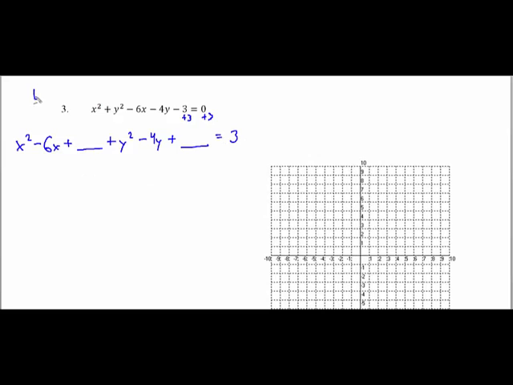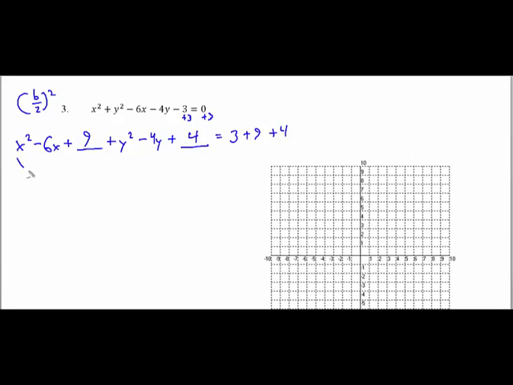So using my b divided by 2 quantity squared to find my magic number I need here to complete the square, this number is 9, and this number would then be 9 over here, as if you do something to one side, you have to do it to the other. So that was negative 6 divided by 2 quantity squared, which is 9. Negative 4 divided by 2, which is negative 2, quantity squared, which is 4. So I would add that to this side.